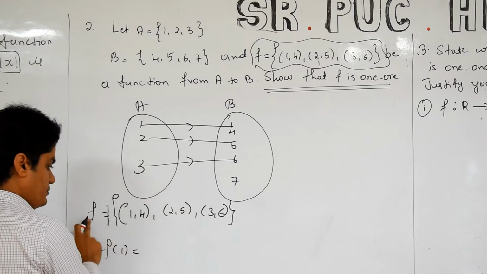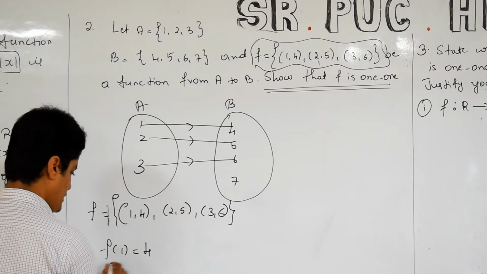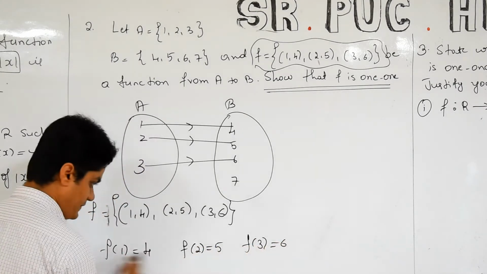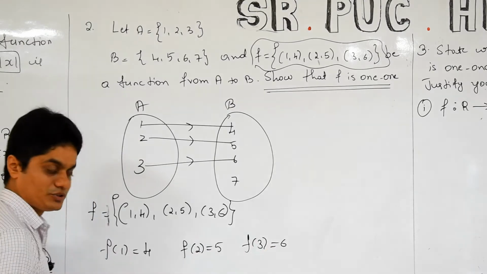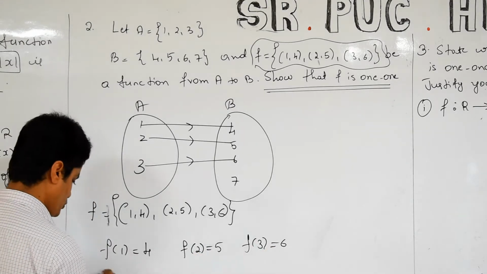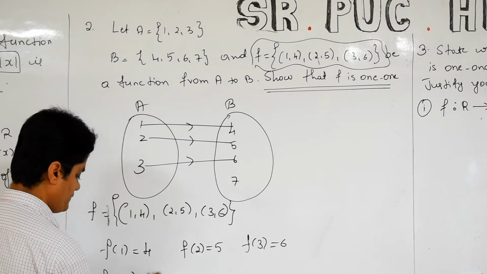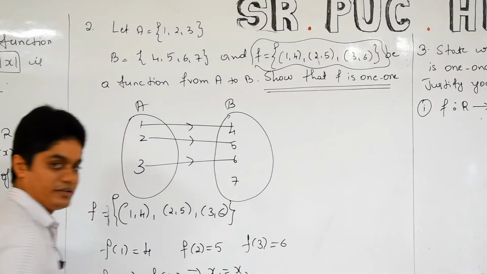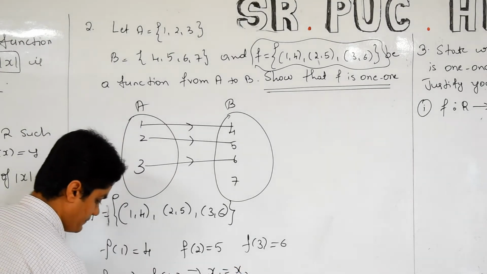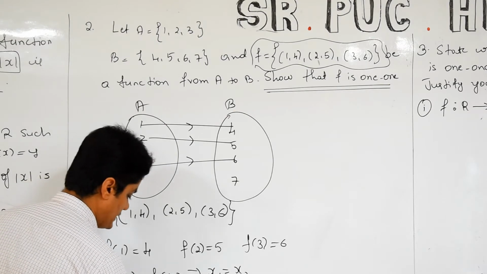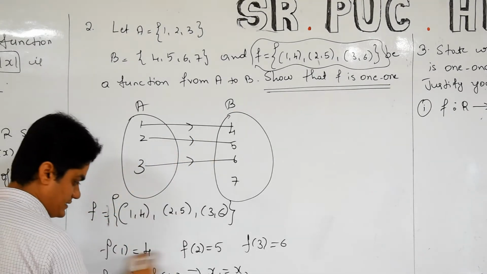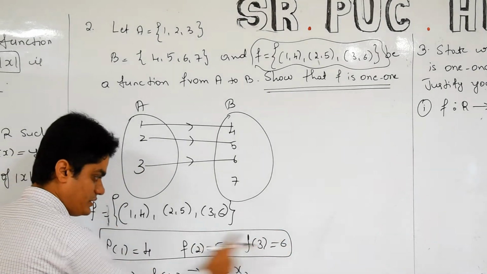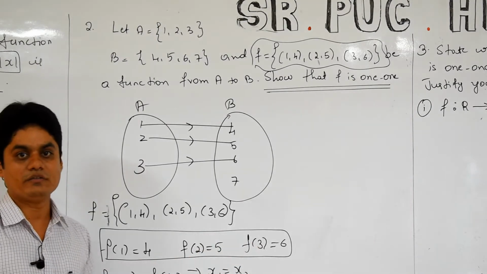See, what is f of 1? The meaning of (1, 4) belonging to f is that 1 is connected to 4. What is f of 2? 5. What is f of 3? 6. Different input, different output. I hope you can observe that. So you can write the conclusion that if the images are equal, then definitely the elements are equal. Just write the diagram and show it as an observation; you are not proving anything, just that different inputs give different outputs. So it is a one-one function.